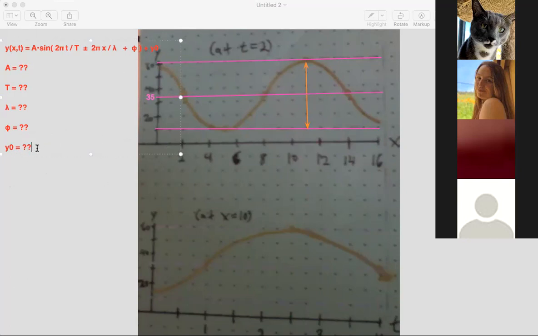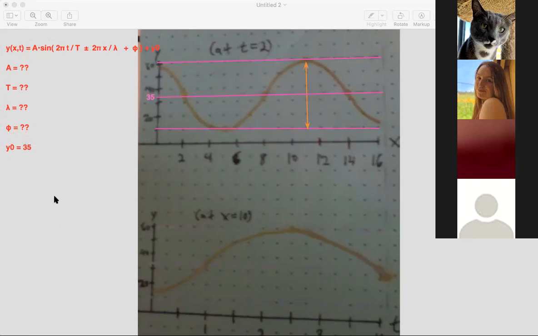Because y naught is the average intermediate value that everything is oscillating around. So 35 is going to be the y value halfway between highest and lowest y values. So that's going to be the y naught value, the vertical shift. Because if you didn't have a vertical shift, everything would be oscillating above and below 0. What we've done is we've shifted the graph up, so it's oscillating above and below 35 instead.